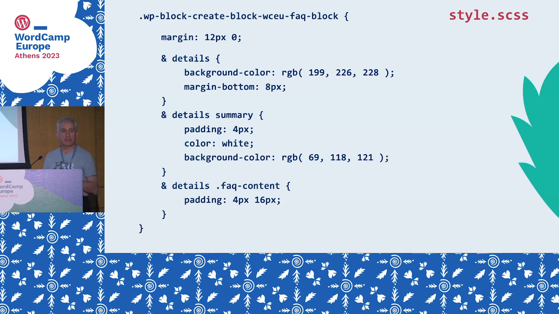So if you did as I suggested earlier and added your shortcode block underneath the block that we've just created, the WCEU FAQ block, where you type the shortcode in, now both sets of FAQs in the front end should look the same, with the same color scheme. All getting that?